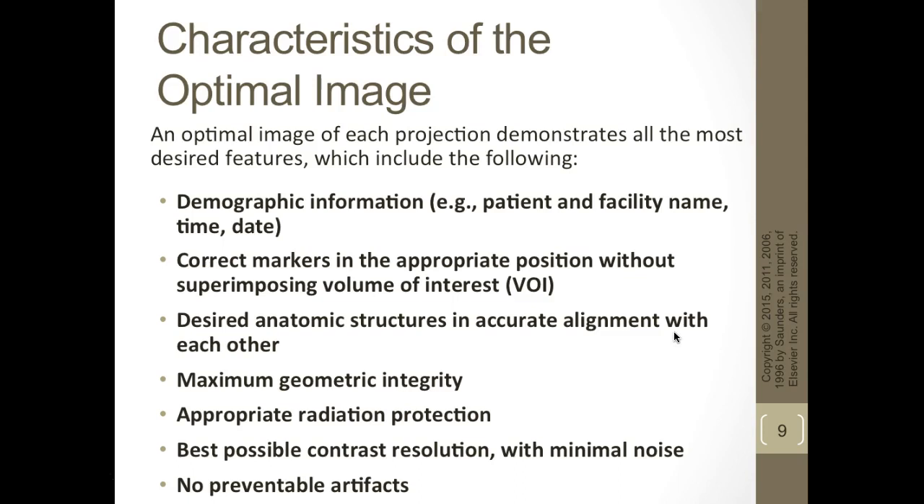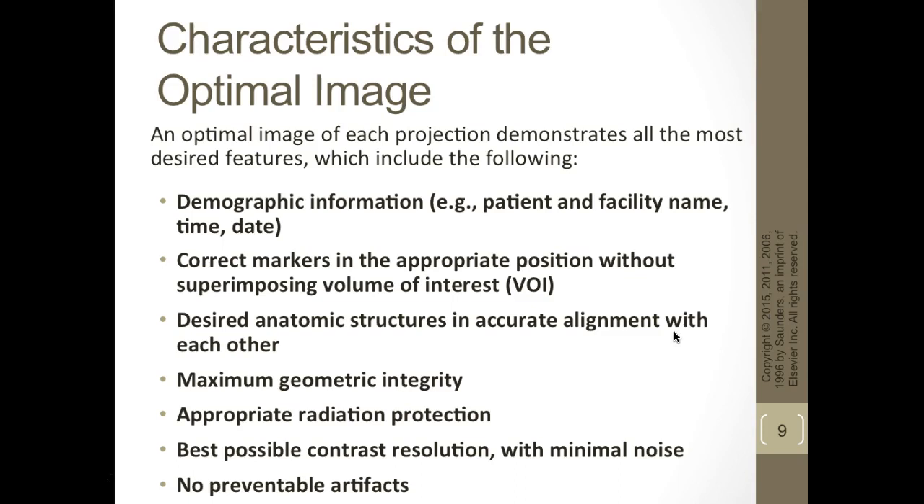If we're looking at the wrist and we're looking at soft tissue, you can't have the marker in the soft tissue of the wrist. Make sure that the marker is out of the anatomy in which we're interested. They're calling that the VOI. Desired anatomical structures in accurate alignment with each other. And we're looking for maximum geometric integrity, and we're going to talk a little bit about that. We talked about the distortion, so that's what they're implying here.